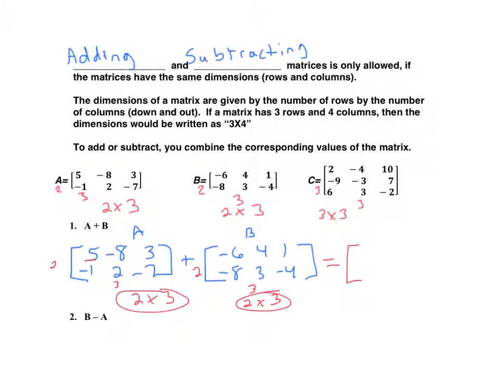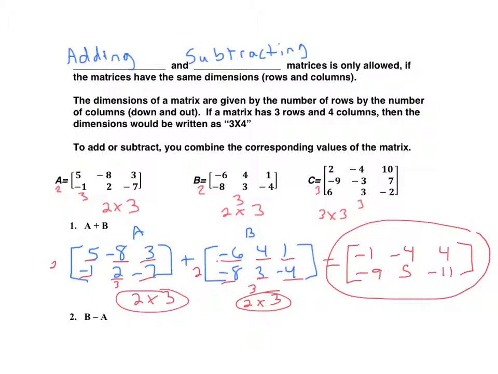So 5 minus 6 is negative 1. Negative 8 plus 4 is negative 4. 3 plus 1 is 4. Negative 1 and negative 8 make negative 9. 2 and 3 make 5. And negative 7 and negative 4 make negative 11. So this is the resulting matrix if I add A and B.